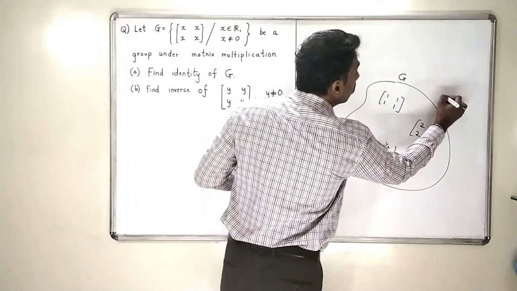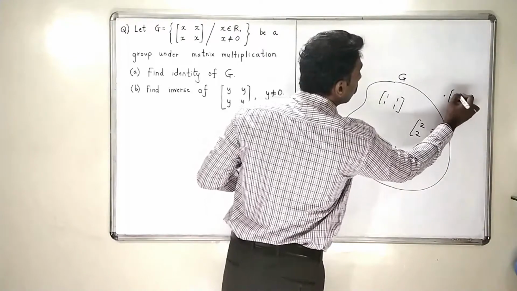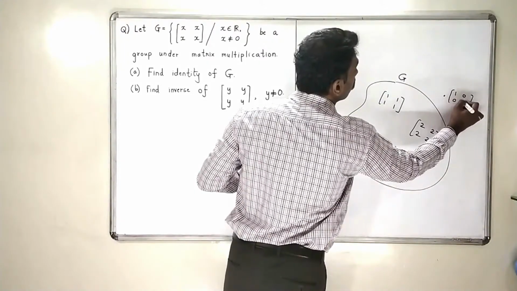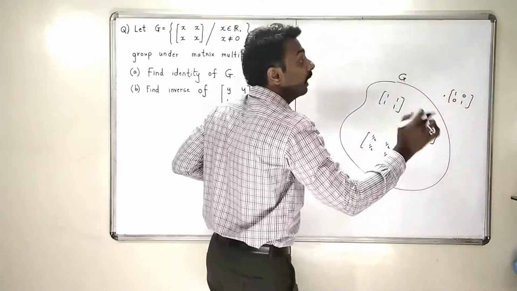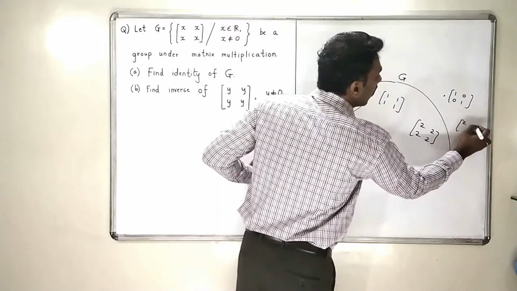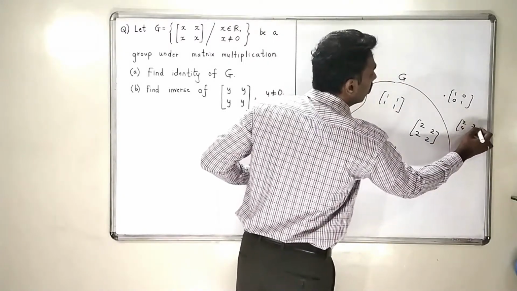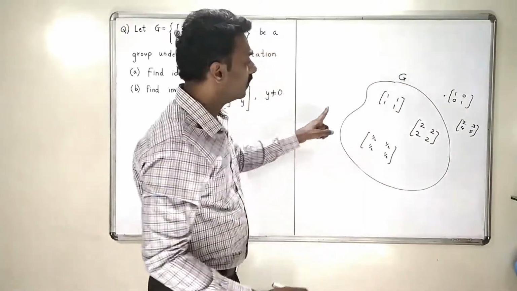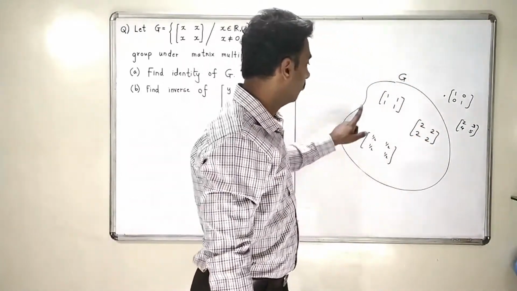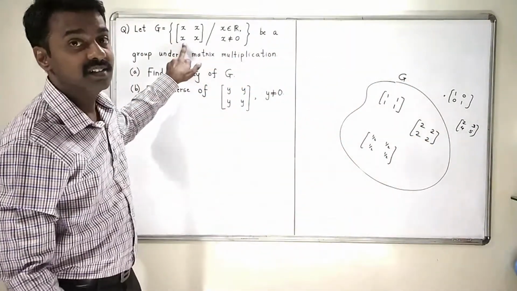So outside this, you will find many matrices. Something like this 1, 0, 0, 1. This is our identity matrix. Any matrix with some random entries, right? So what is G? I am going to collect only those matrices where all the 4 entries are the same.